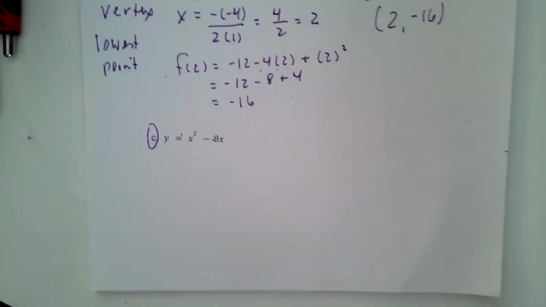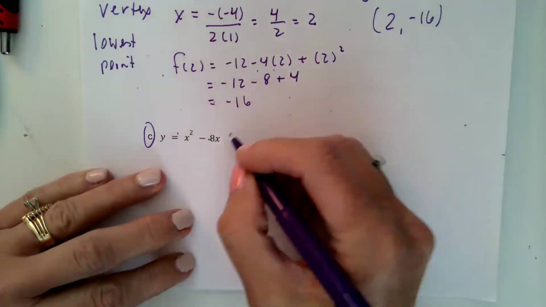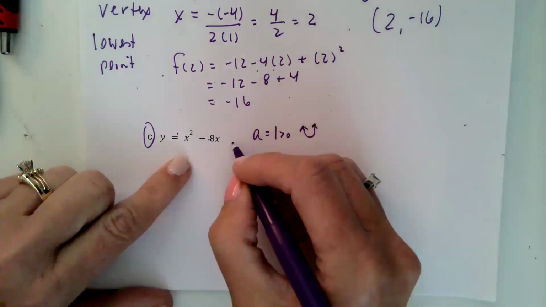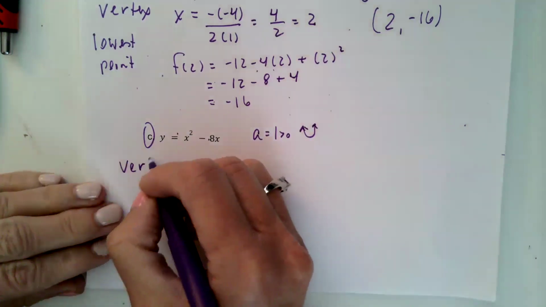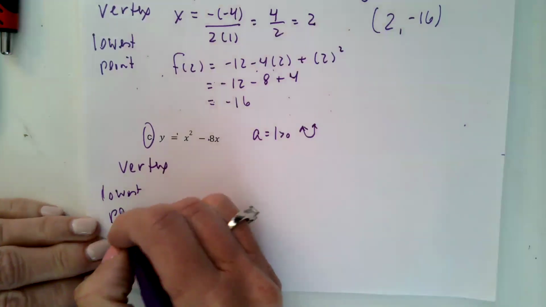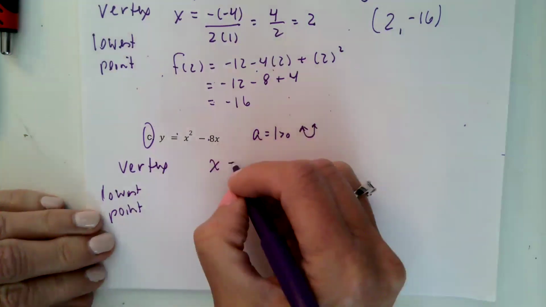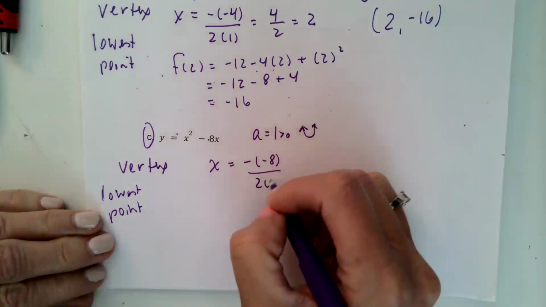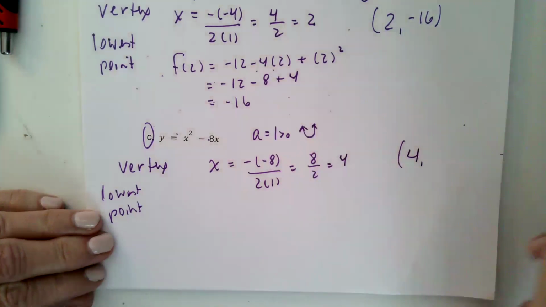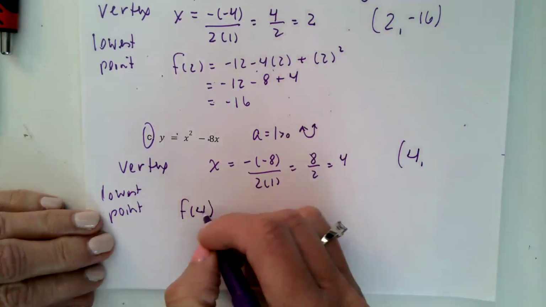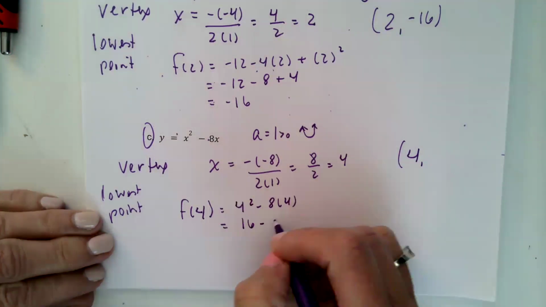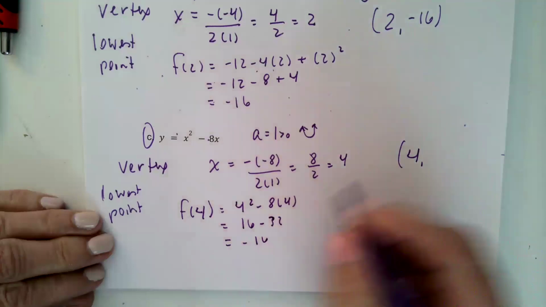And the last problem for practice is here. So A is equal to 1, so it's going to be face up because it's bigger than 0. And C is equal to 0, and so let's just find the vertex. The vertex is going to be the lowest point again. And so the x-coordinate is going to be the opposite of a negative 8 over 2 times 1. So 8 over 2 is 4. So the vertex is going to be at 4 something. So the function at 4 is 4 squared minus 8 times 4 is 16 minus 32 or a negative 16.